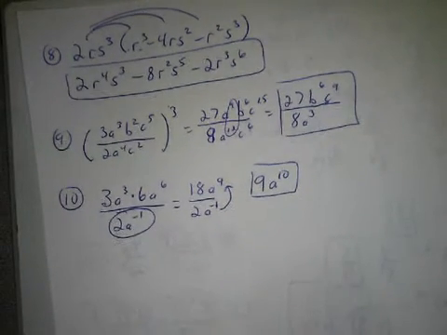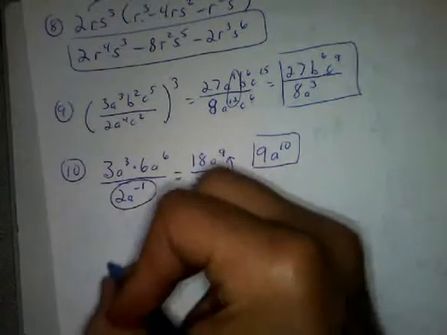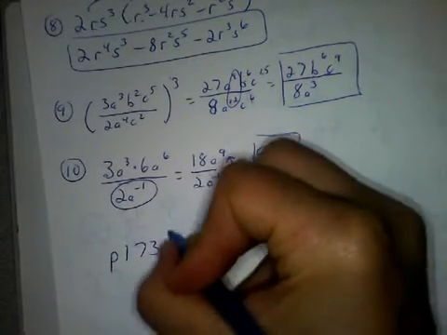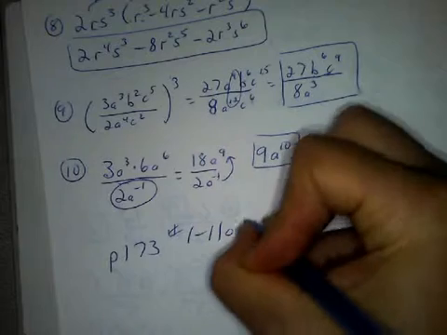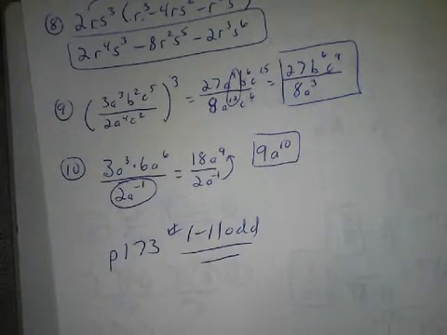And that wraps things up for this mini lesson. For tonight, you're going to do page 173, numbers 1 to 11 odd, and then tomorrow we'll pick up with this in groups. Thank you.